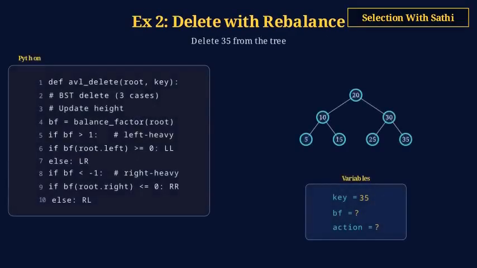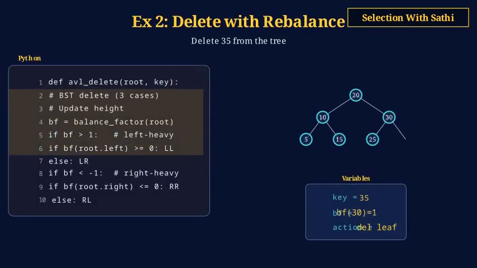Now let us delete a node and rebalance. Starting tree, 20 with left child 10 and right child 28, where 28 has children 25 and 30. Delete node 10. It is a leaf, so simply remove it. Now node 20 has no left child and right child 28 with height 1.